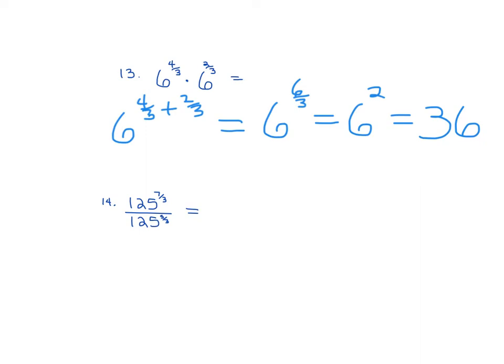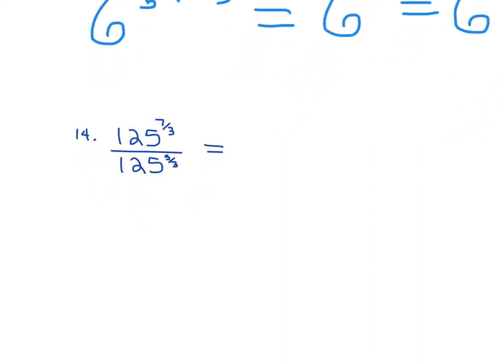The next one is division. I have the same bases here, so I am going to take my exponents and I'm going to subtract them. So 7/3 minus 5/3 gives me 2/3. So now I have 125 raised to the 2/3 power.